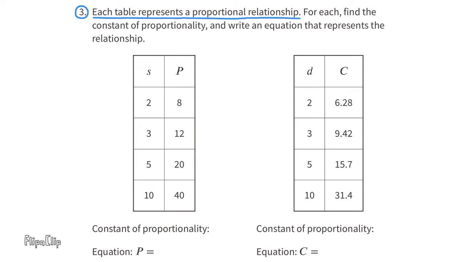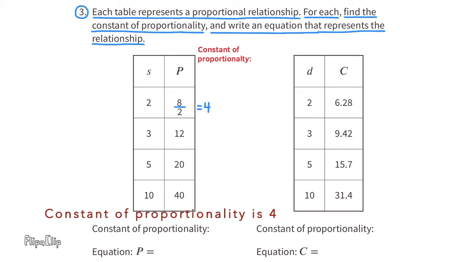Number 3. Each table represents a proportional relationship. For each, find the constant of proportionality and write an equation that represents the relationship. The constant of proportionality for this first table would be P divided by S, or in the case of the top row, it would be 8 divided by 2. 8 divided by 2 is 4. The constant of proportionality is 4.